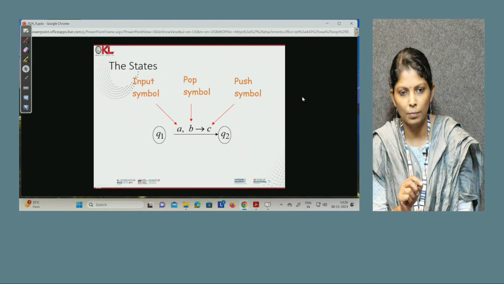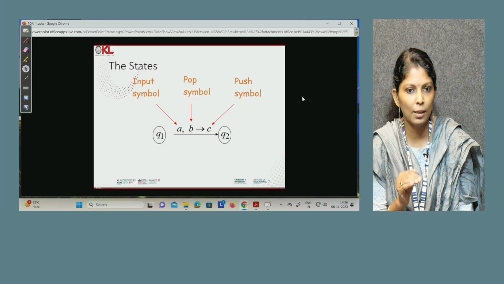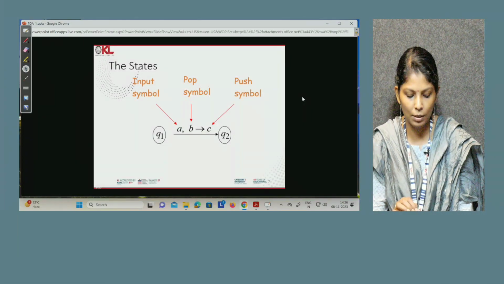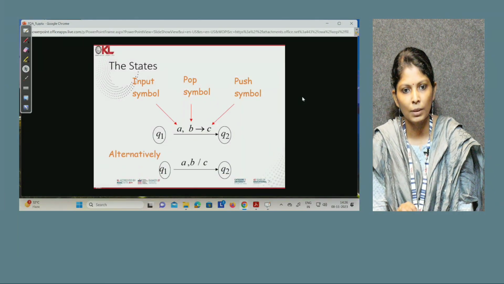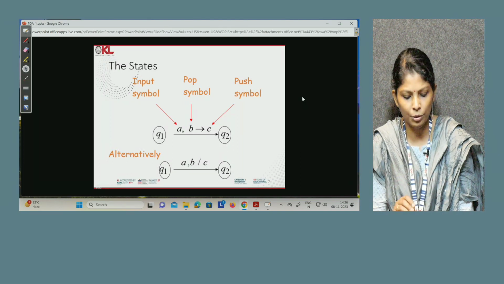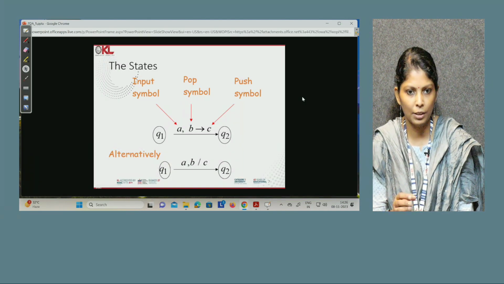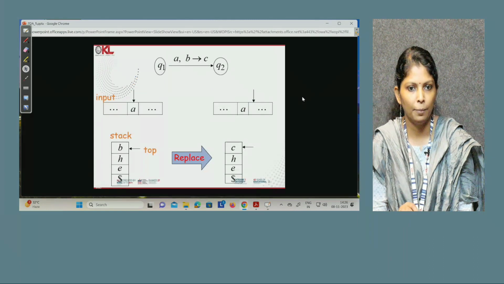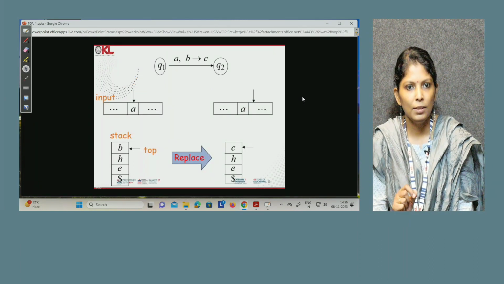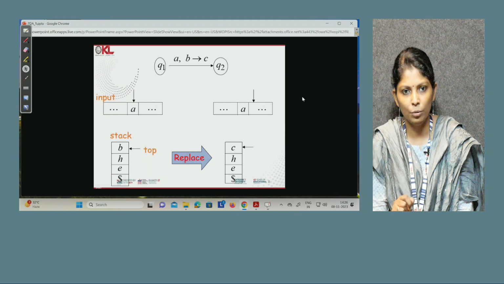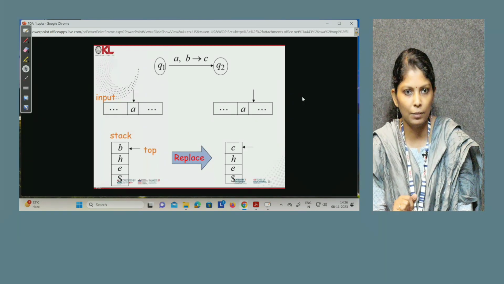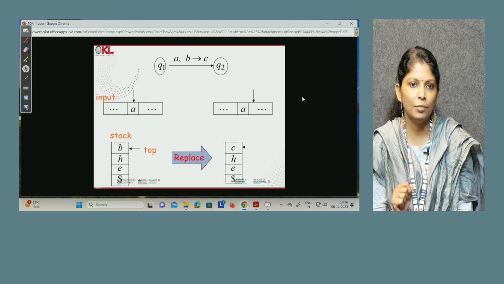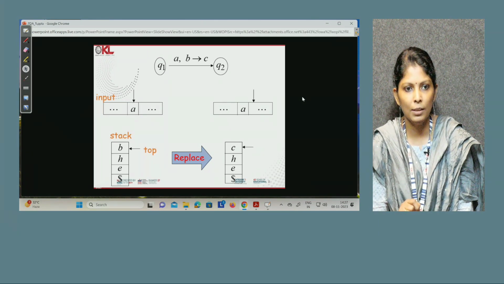So what is the input symbol, what is the stack top, and what is the element to be replaced with the stack top. Instead of this arrow, we can use the slash symbol as well. Different textbooks follow different methods, but we are going to follow this arrow symbol. Consider the transition Q1 to Q2, where A, B arrow C. That means if the input is A and the stack top is B, that has to be replaced with C.